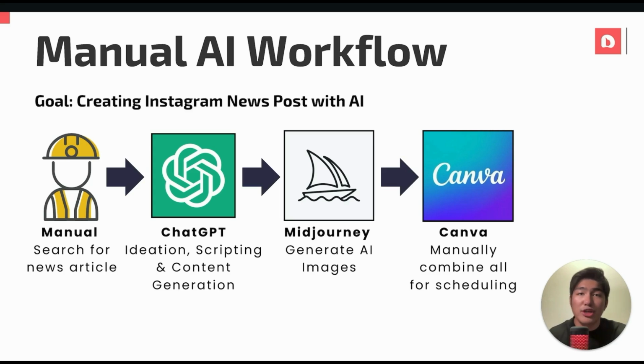And just to show you how much of an impact AI automation makes, here's an example of a manual AI workflow. While it's definitely faster and more efficient than normal workflows, you can see from here, let's say the example goal is to create Instagram news posts with AI. You still have to manually search for the article first, and then you would have to use ChatGPT to ideate, script, and create your content. Following that, you have to take the information from ChatGPT to generate AI images using Midjourney manually, and lastly, to manually use Canva to combine all of this for scheduling.